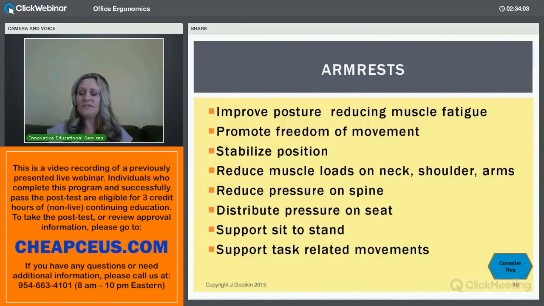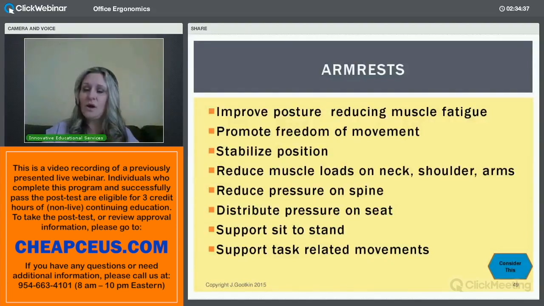We need to have the armrests at a sufficient height to support the weight of the upper extremity. We don't want the shoulder to be elevated or depressed too far, but we want to allow the individual to be able to move their arms. Really, the goal of the armrest is to let the individual have their good base of support and distribute their weight on their seat. And then we want to have it taking up the weight of the upper extremity in order to support it so that the load is taken off the shoulders and the neck area.